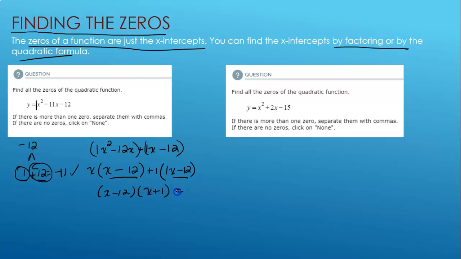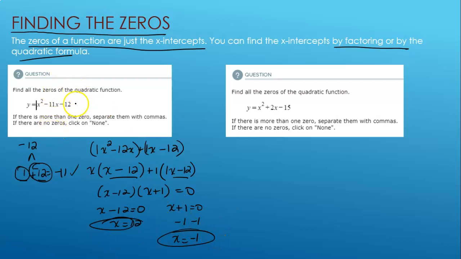Remember, the zeros are where the y value is equal to 0, so we're going to replace y with 0. We're going to make x minus 12 equal to 0 and x plus 1 equal to 0. Add 12 to both sides, so one of our x-intercepts is 12, and subtract 1 from both sides, so our other x-intercept is negative 1. We have 2. It crosses the x-axis at 2 places, 12 and negative 1.